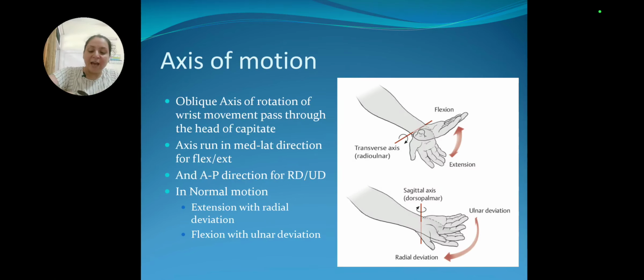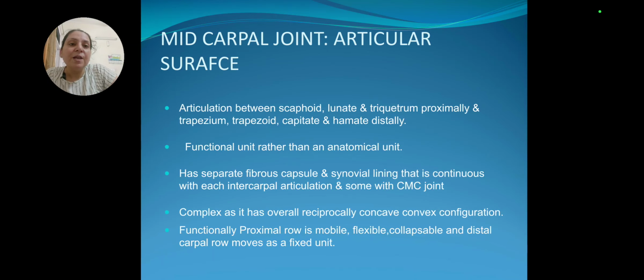So we understand that with extension there is a little bit of radial deviation, and with flexion there is a little bit of ulnar deviation. Radial to ulnar. If this is the hand, it is radial to ulnar. Wrist extension with radial deviation, wrist flexion with ulnar deviation takes place.